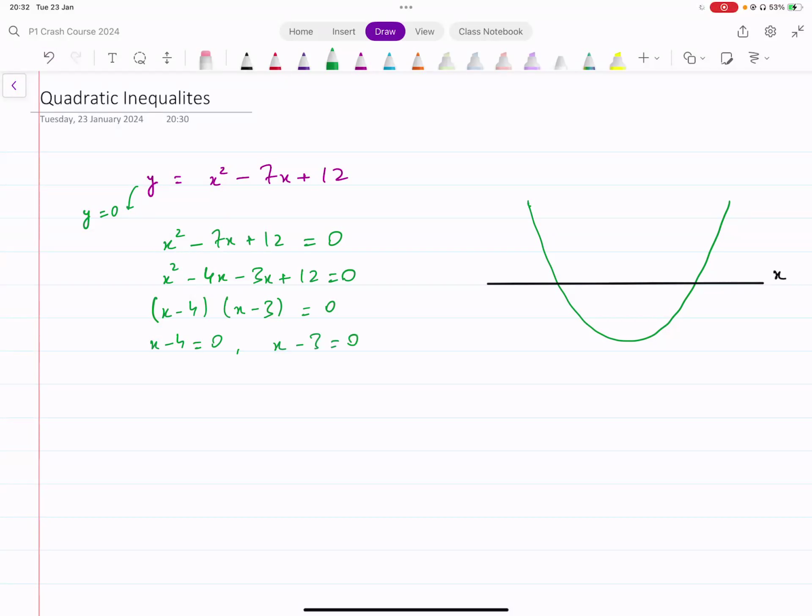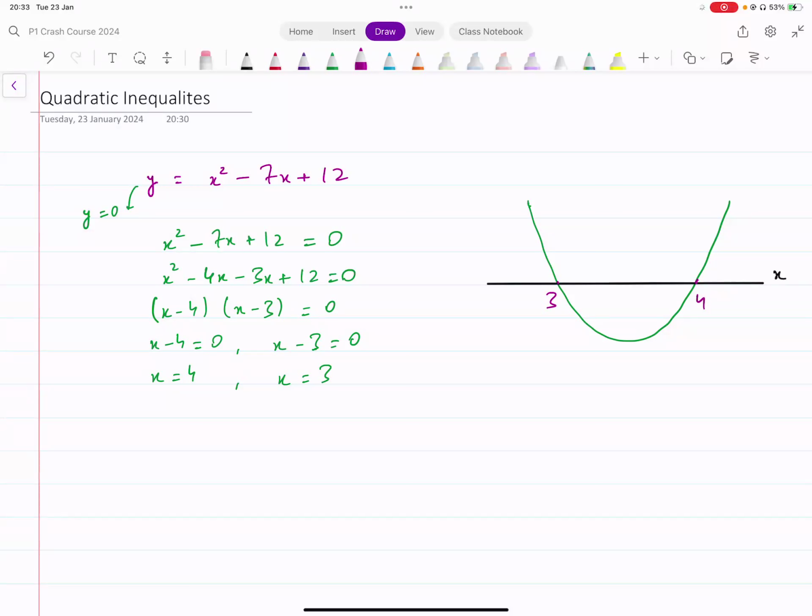And the first one gives us x equals 4, and the second one gives us x equals 3. These are the two x-intercepts that we get from this. Graphically, we would say that this value here is therefore 3. That's the smaller value, the one on the left side, that's going to be 3. And the value on the right side there, that is 4. Okay.